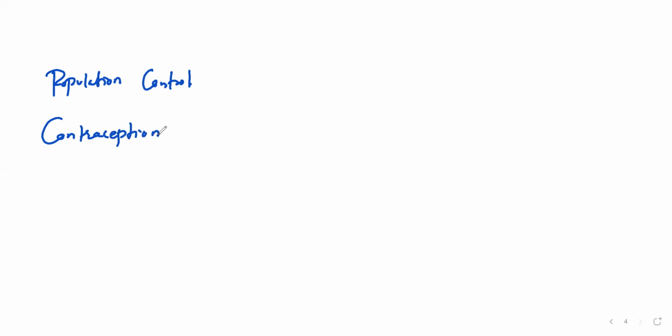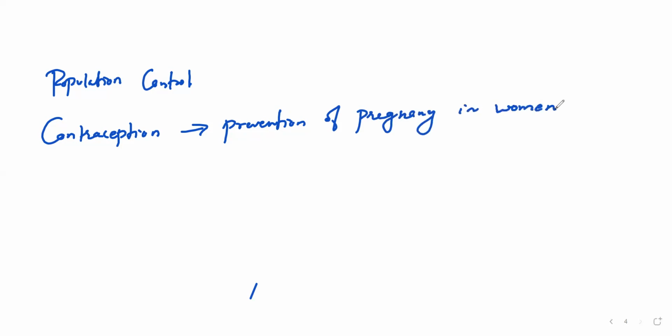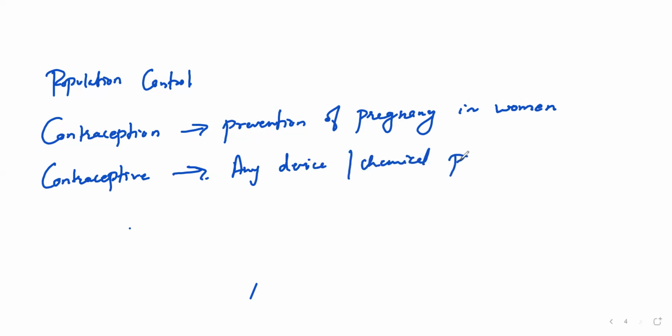Now, what is contraception? Contraception is a process of preventing pregnancy in women. For this process, a chemical or a device is used to prevent the pregnancy, which is called a contraceptive. So, what is a contraceptive? Any device or chemical which is going to prevent the pregnancy.